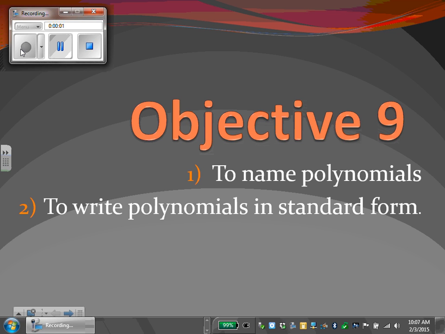So this is Objective 9. We are going to learn how to name polynomials today, and we're going to be able to write polynomials in standard form. Okay. The notes, actually, the PowerPoint does not cover standard form, but we're going to look at that in our book after. So we're just going to take care of the first part with the actual PowerPoint, how to name them. Before tomorrow, we're going to start adding and subtracting and multiplying and dividing polynomials.